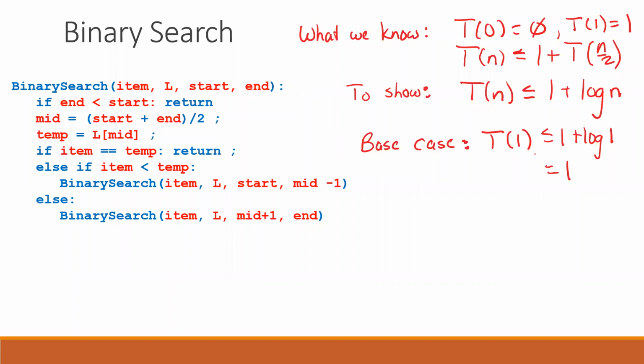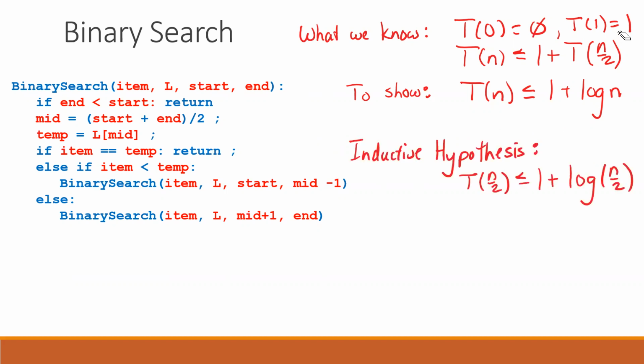So our base case, 1 plus log base 2 of 1. Well, log base anything of 1 is equal to 0. So I end up with 1, which is what my base case is. So our base case holds. Now for our inductive hypothesis, we will assume that this is true.